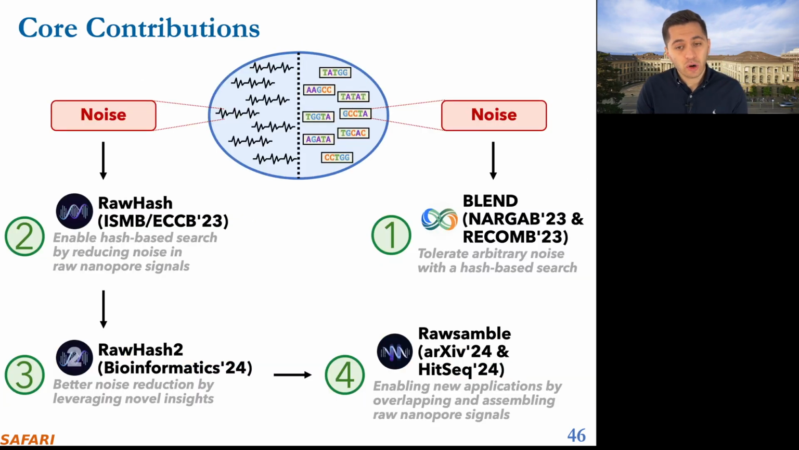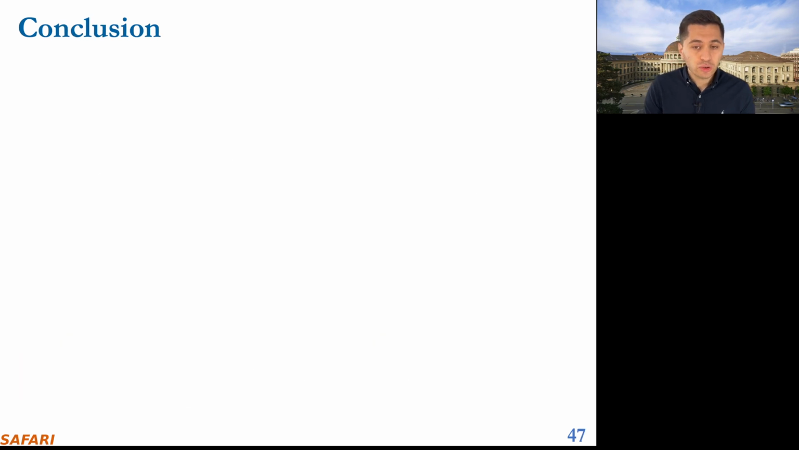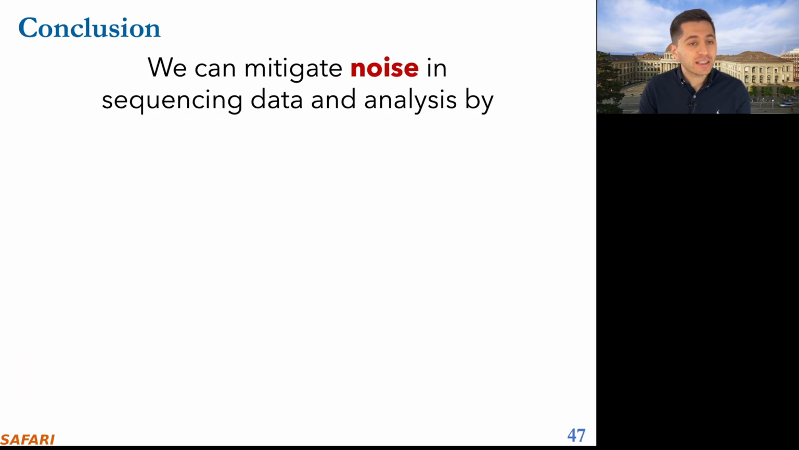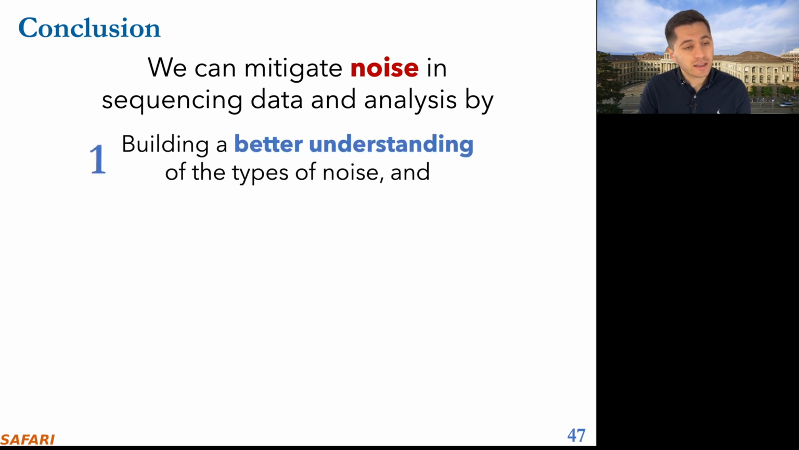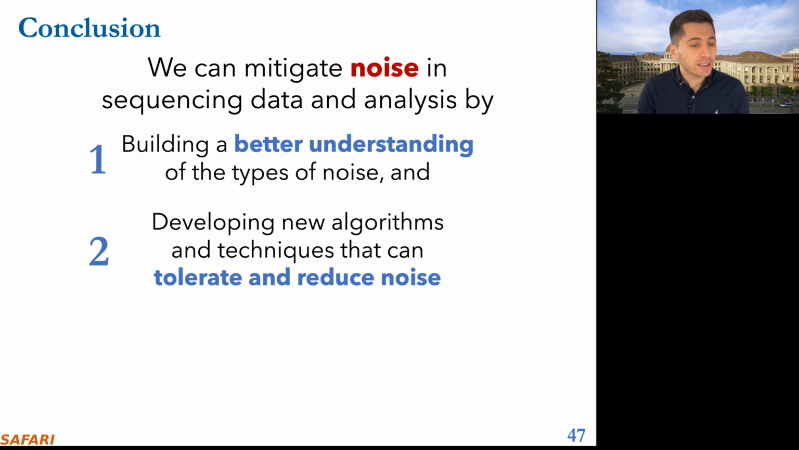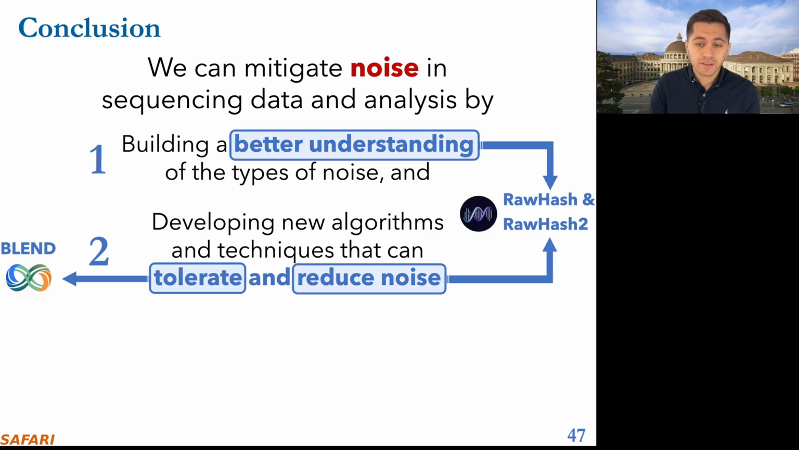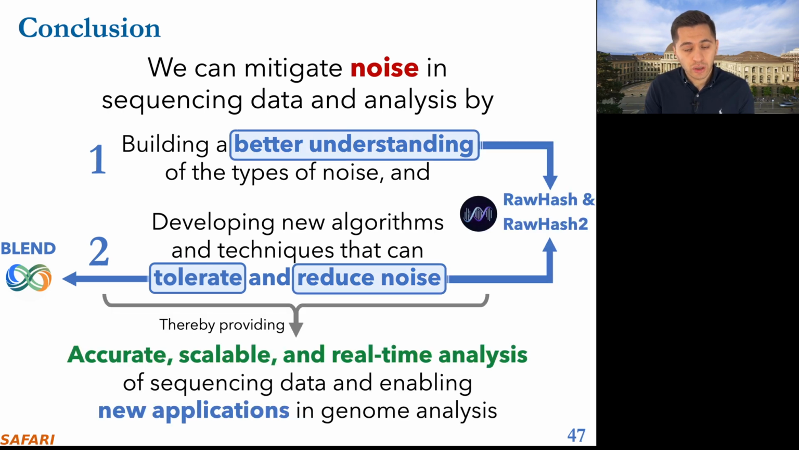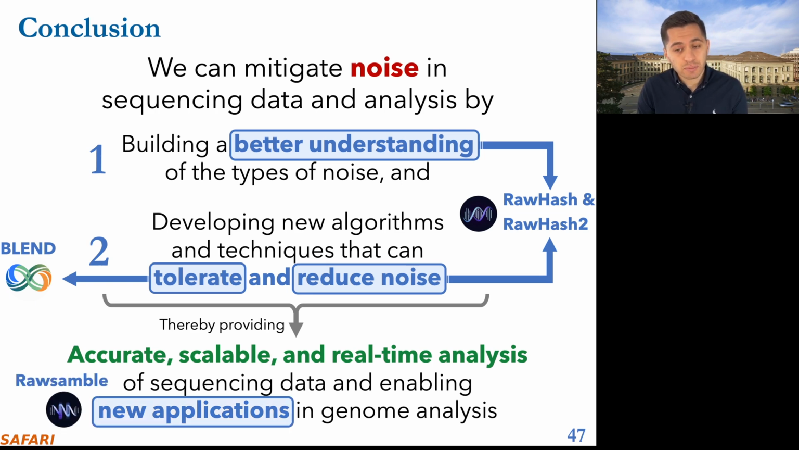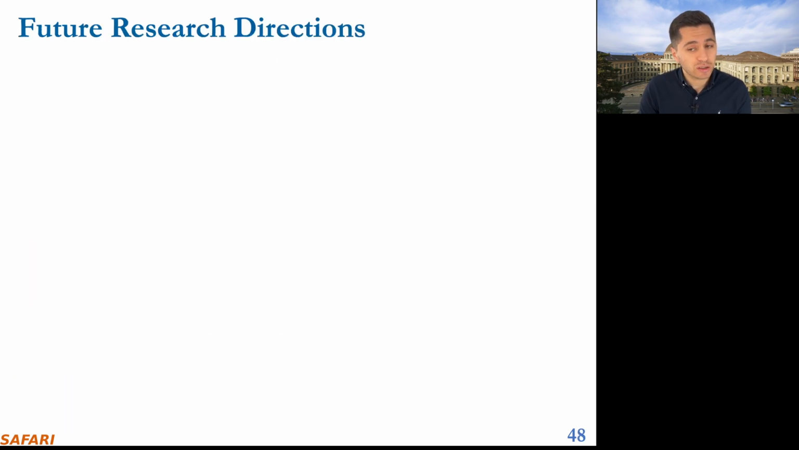With this, we cover all our contributions. To conclude, we state that we can mitigate noise in sequencing data and analysis by building a better understanding of the types of noise and developing new algorithms and techniques that can tolerate and reduce noise. We tolerate noise with Blend and understand and reduce noise with RawHash and RawHash2. By doing so, we provide accurate, scalable, and real-time analysis of sequencing data and enable new applications in genome analysis, which we demonstrate by enabling de novo assemblies from raw signal overlaps.